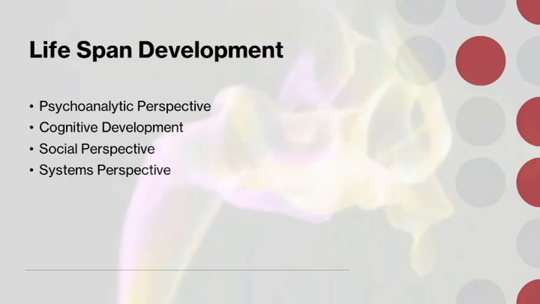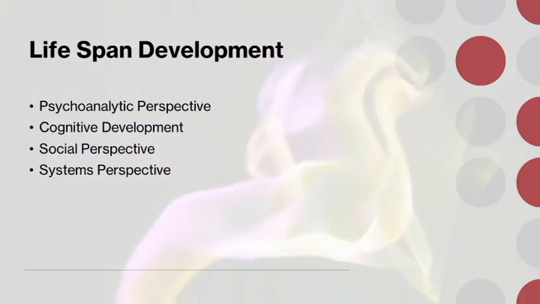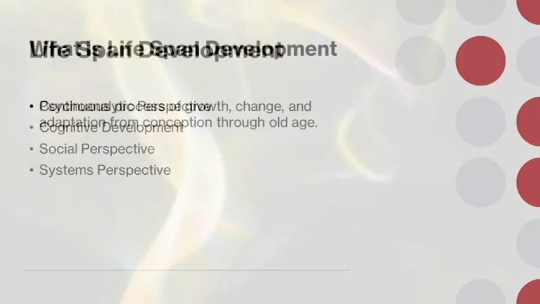So, as we dive into this lecture, let's begin by defining lifespan development, because this really refers to the continuous process of growth and change and adaptation that occurs from conception through to old age. And it encompasses the physical, the cognitive, the emotional, and the social dimensions of human development, and really unfolds across the entire lifespan.